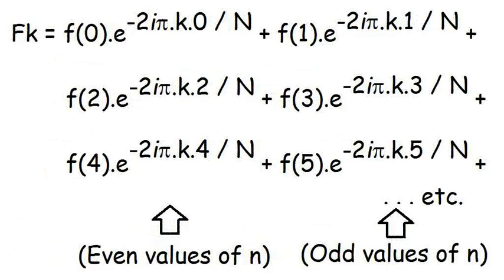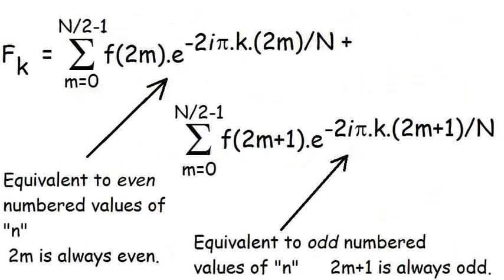Here's a list of terms in the summation written out for any particular value of k. However, I have grouped them into 2 columns for the even values of small n, 0, 2, 4, 6, etc., and the odd values of n, 1, 3, 5, 7, etc. What you see here is a generalization of the previous screen. Instead of little n as the counting variable on the summations, I have used little m, so that 2m is guaranteed to be an even number, and 2m plus 1 is guaranteed to be odd.